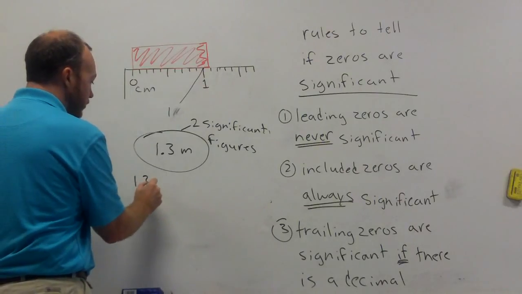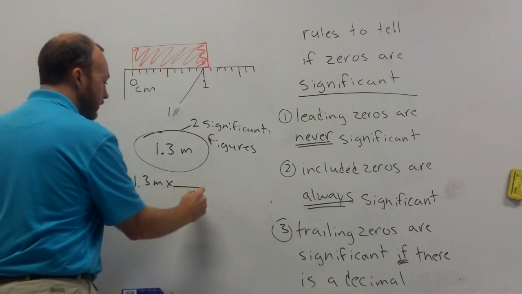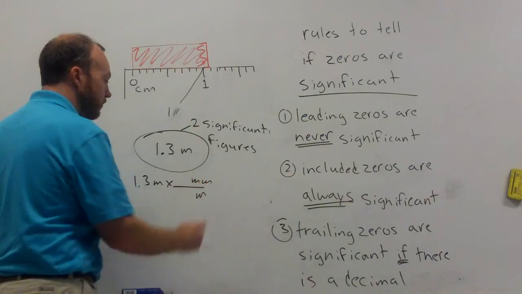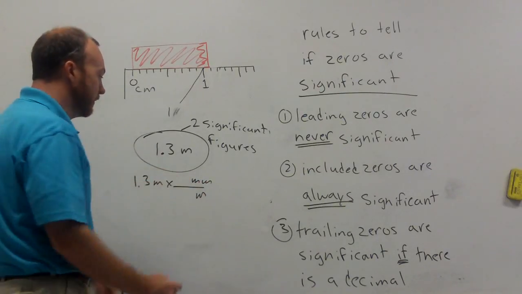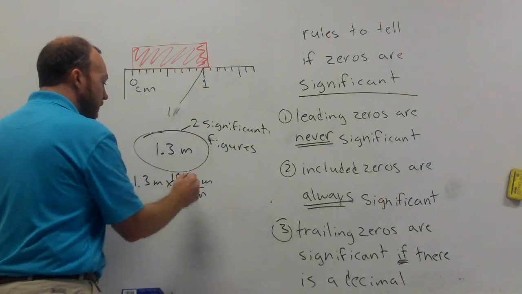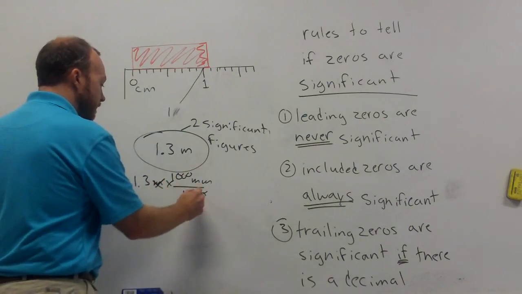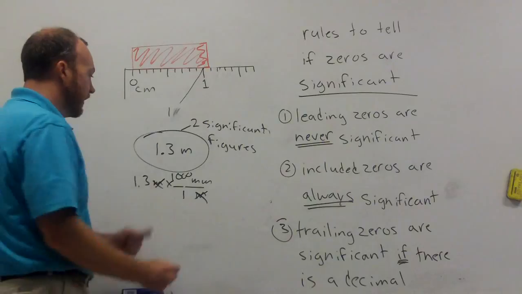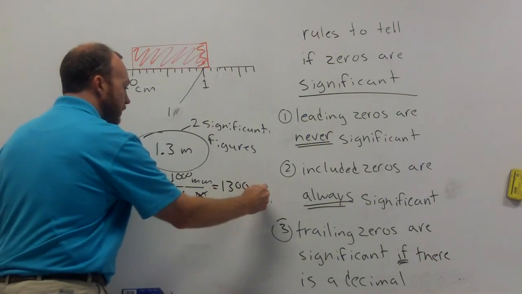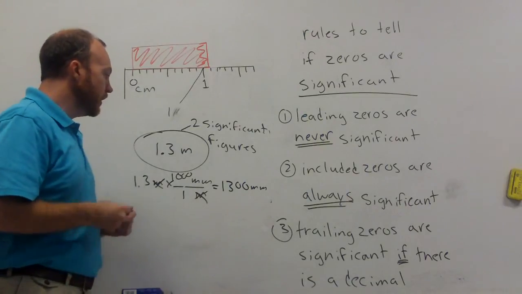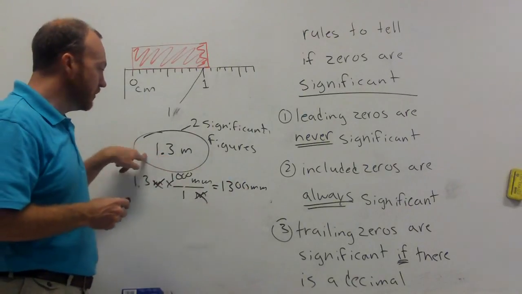Let's do a quick unit conversion and say I want to change this to millimeters. So 1.3 meters, I'm going to get rid of meters and switch it to millimeters. Now remember, milli is 1,000. There's 1,000 years in a millennium. So there are 1,000 millimeters in a meter. So if I multiply this, I find that this is 1,300 millimeters.